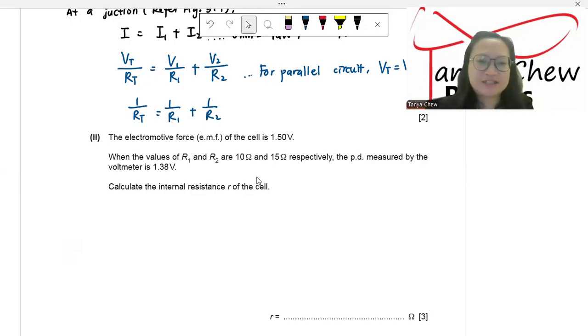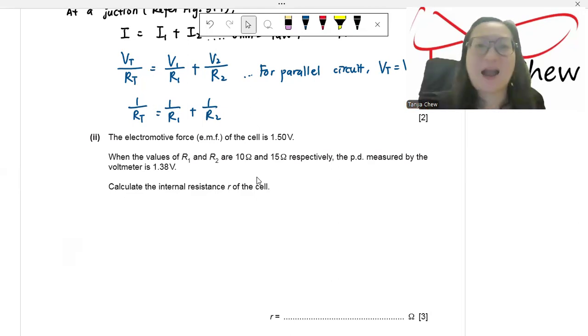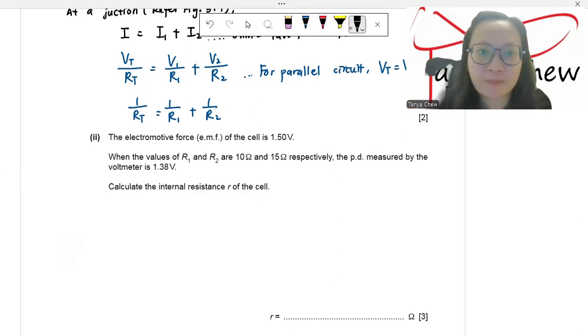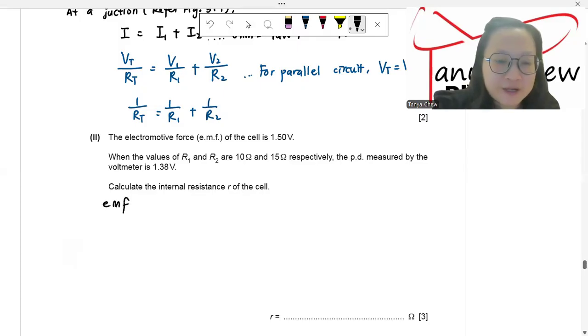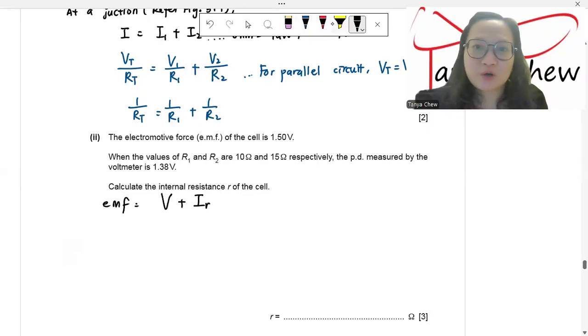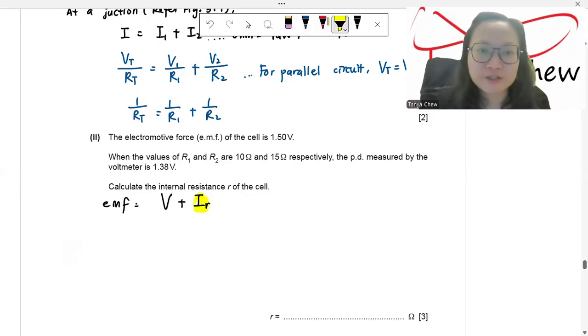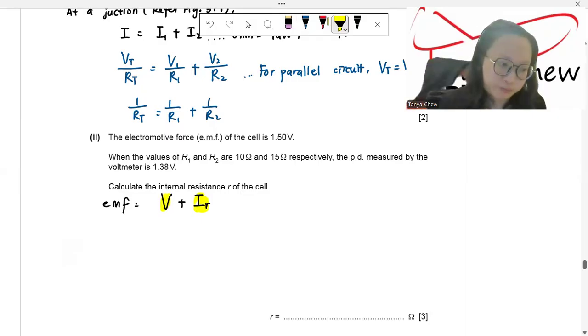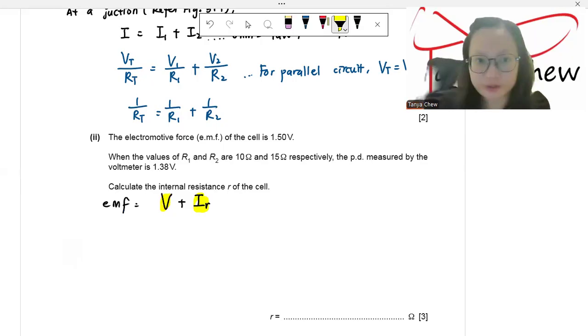Calculate the internal resistance R of the cell. I need to write down the equation of EMF. So EMF is equal to V plus IR. So this is called the potential difference across the internal resistance. This is the potential difference across R1 and R2. The problem is now I do not have the value of the current.